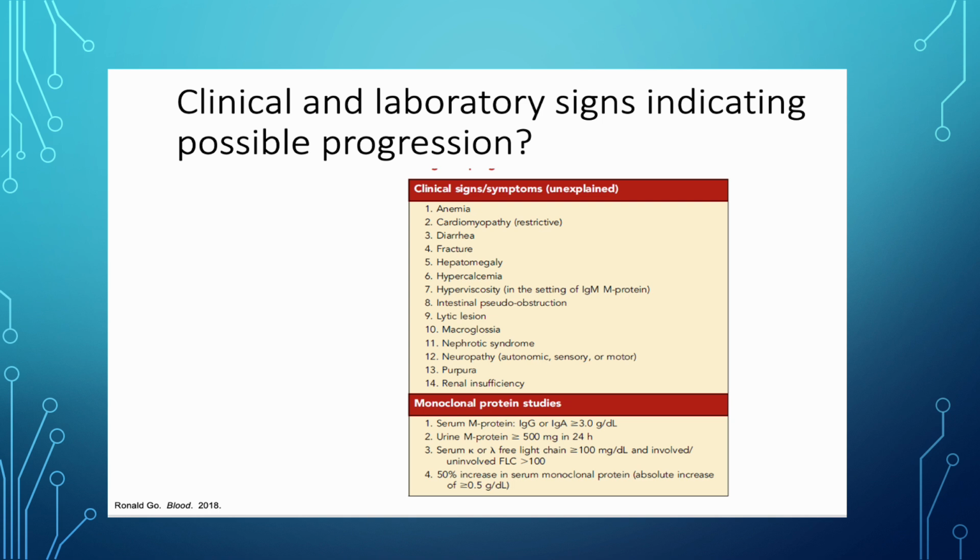Monoclonal protein studies, which is like serum M protein IgG or IgA that's more than or equal to 3 grams per deciliter, urine M protein that's more than 100 milligrams in 24 hours, and serum kappa or lambda free light chain that is more than or equal to 100 milligrams per deciliter, and involved to uninvolved free light chain ratio more than 100. Then there's a 50% increase in serum monoclonal proteins, an absolute increase of more than or equal to 0.5 grams per deciliter.